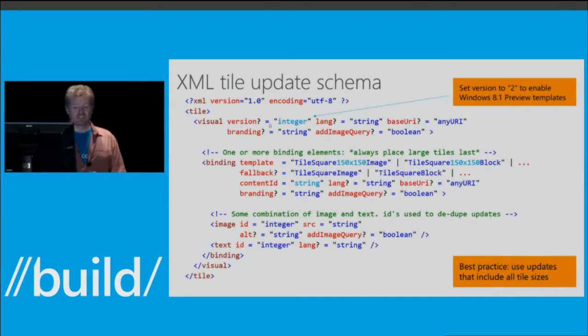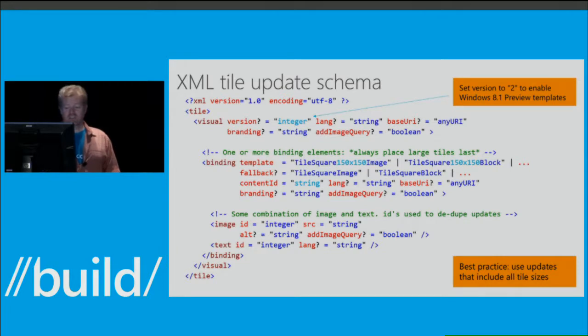So the version number for the visual element is actually very important. If you set this to 2, for Windows 8.1 Preview, then you enable all the Windows 8.1 templates. If you still have this set to 1, then Windows is going to interpret it as a Windows 8 template XML update, and if you then try to include an 8.1 template, it's going to fail.